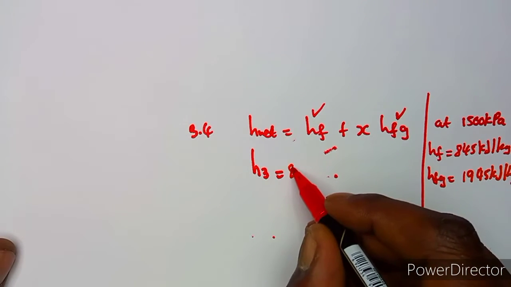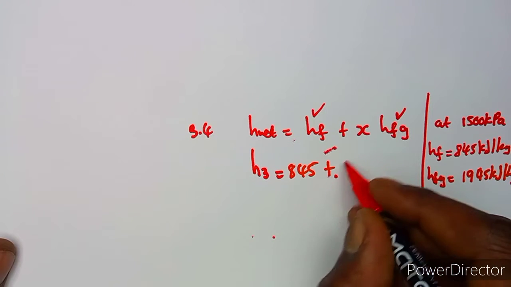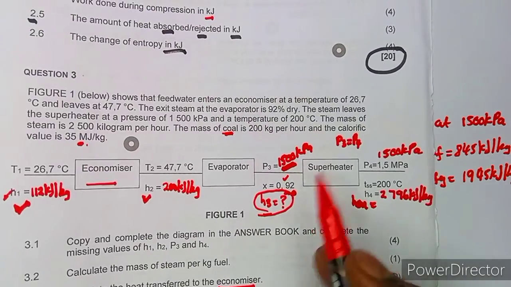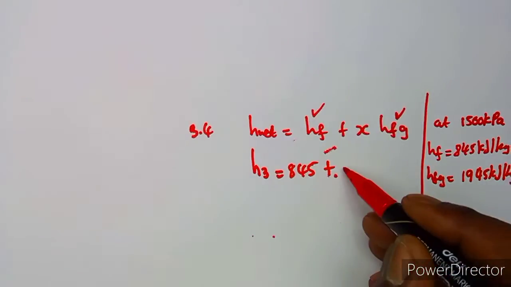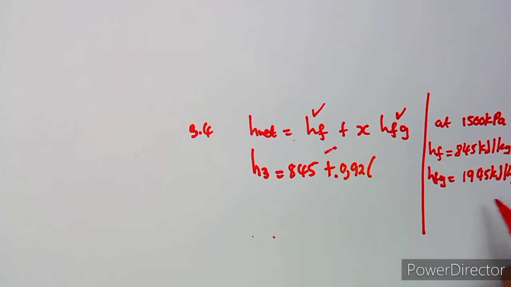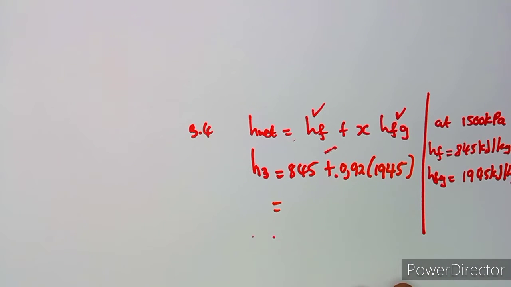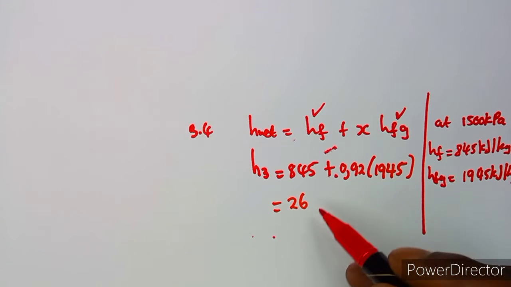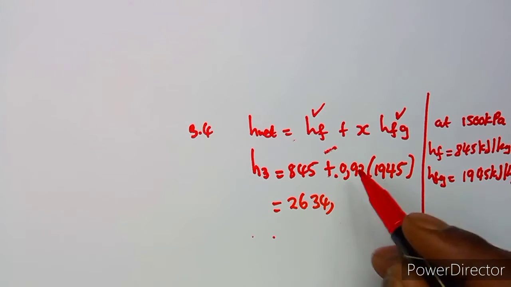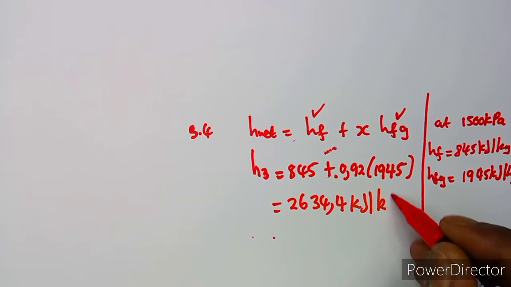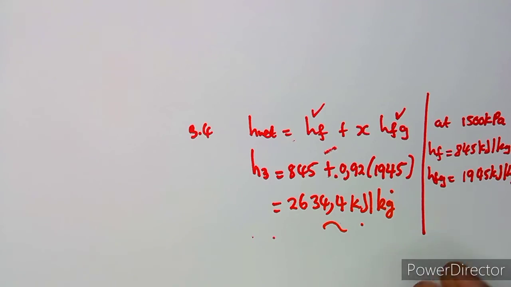Substitute hf, 845, plus x, our x from the diagram, that's 0.92, times hfg, which is 1945. That's all we needed, guys, which ended up giving us something like 2634.4 kilojoules per kg. So I think just like that we are done, guys.